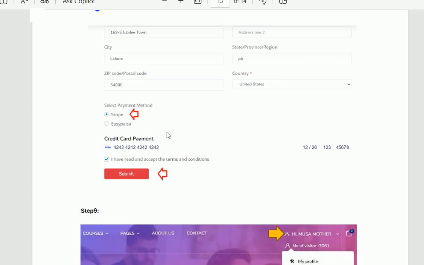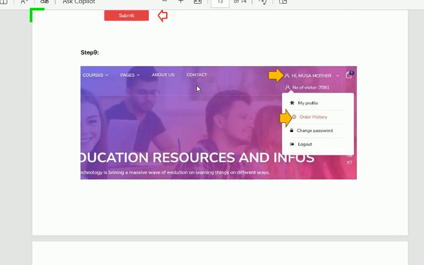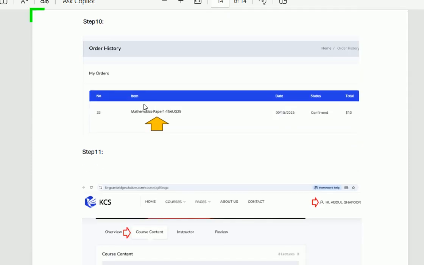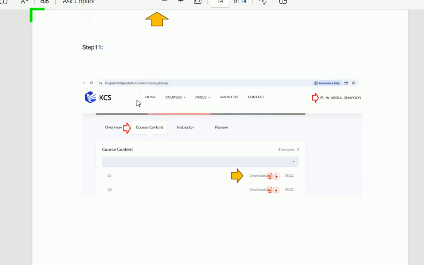After the submission button, you will go to the right top corner combo box, and you will go to the order history. When you go to the order history, you will find the order of your course. When you click on the link of the order of your course, you will find this interface.